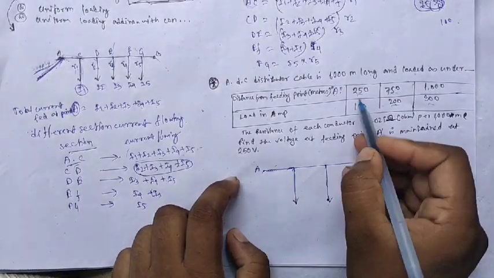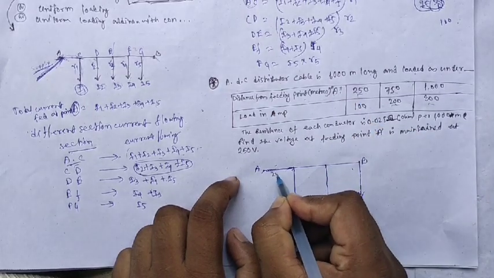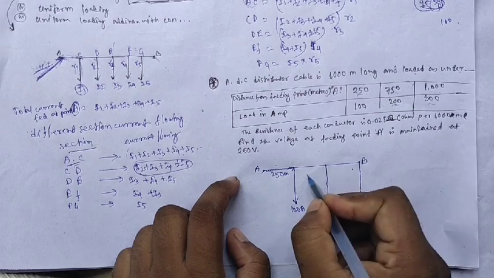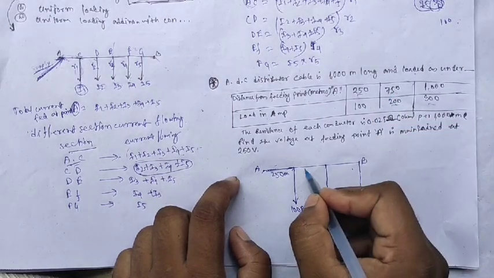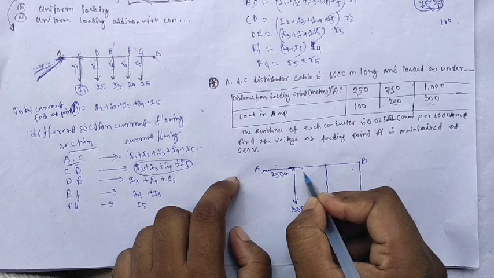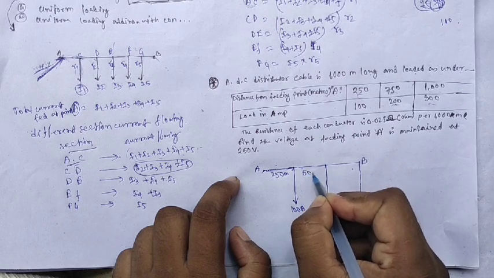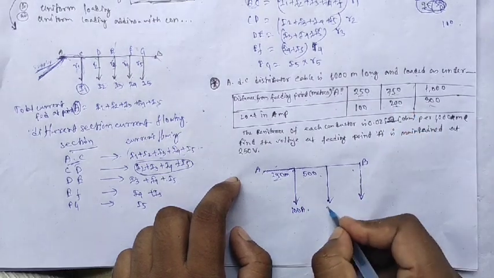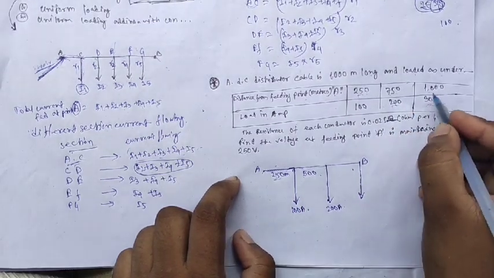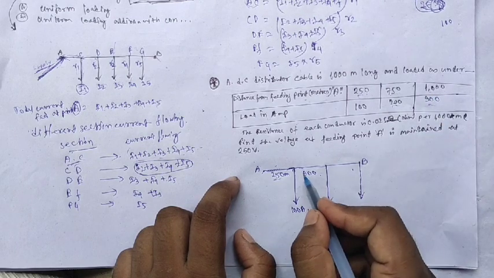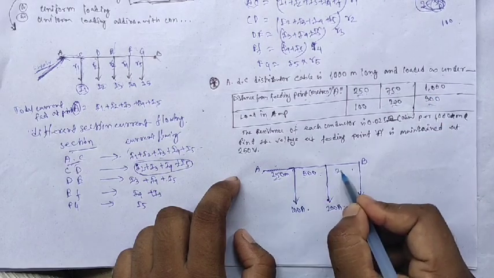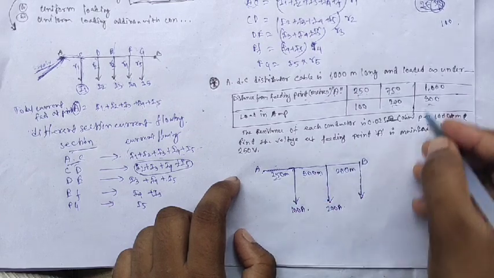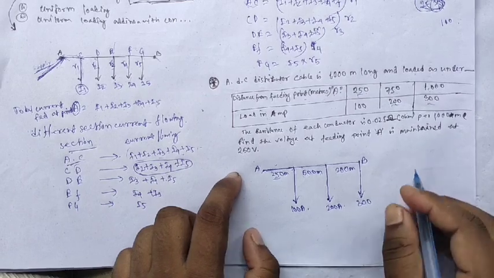So this one is the 250 meter and the load is 100 ampere, and this one is the 750 meter. That means this one is 500 and this one is 250, so total 750. Okay, and the load is 200 ampere, and this one is the 1000. That means this one 500, this one 250, and this portion will be the 250 meter. Okay, and this load is 300 ampere.